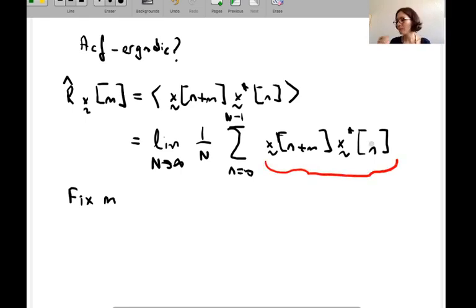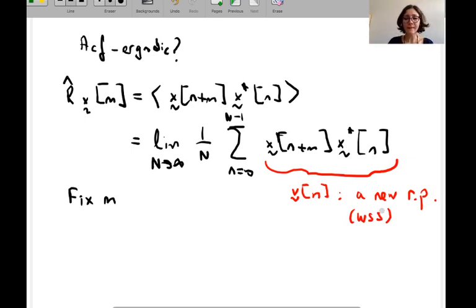Now I'm fixing m, and looking at what I have in this sum. You have two samples from your random process multiplied with each other. m is fixed, so I don't care about the dependence on m. I'm looking at this thing as something that changes with n. I could give this another name: I could see this as a new random process. Let me call it v tilde of n. So this is a new random process. I won't go into the details, but it's easy to show that this is a wide-sense stationary random process. You could ask whether it's ergodic or not. The question is valid.